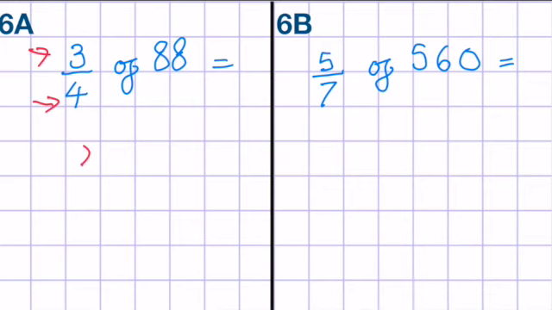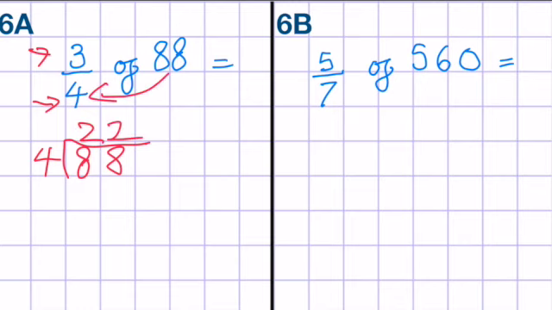So 88 divided by 4. Some of you will know how to do that mentally. You can half it and half it again. To divide by 4, you half and half again. Half of 88 is 44, and half of 44 is 22. However, if you don't know that trick, you could do the bus stop method. So 4 goes into 8 twice, 4 goes into 8 twice. So we've divided by 4, so now we need to do 22 times 3. Again, some people will do that mentally, which is 66.